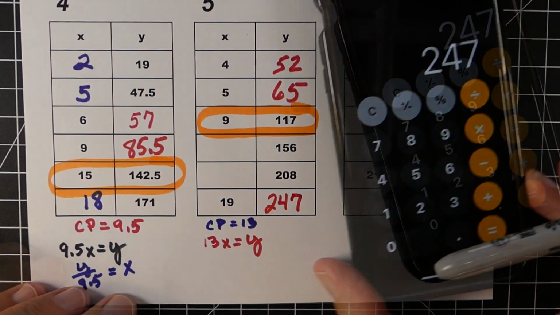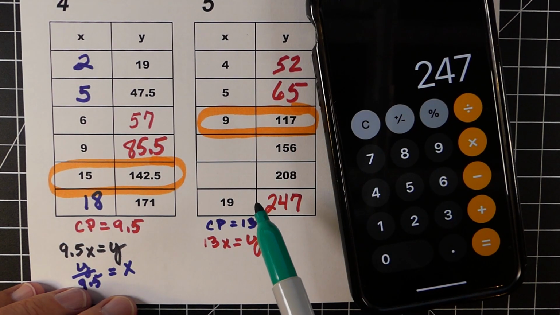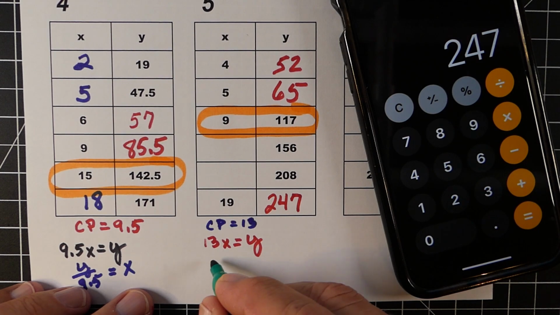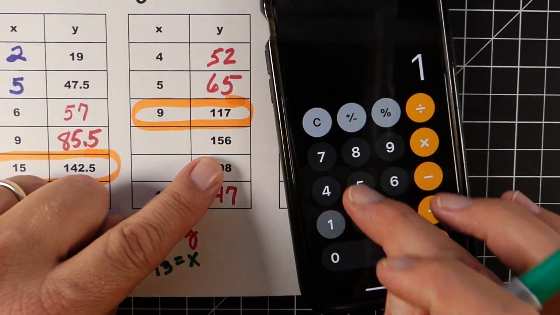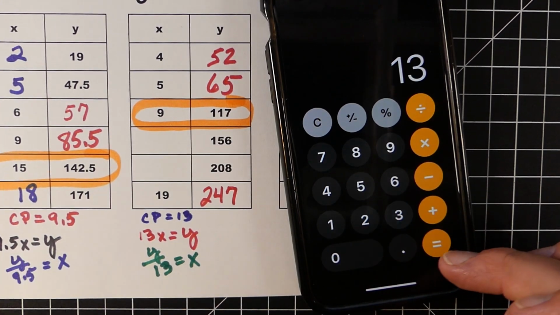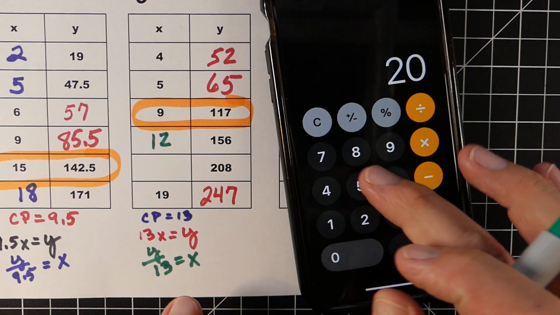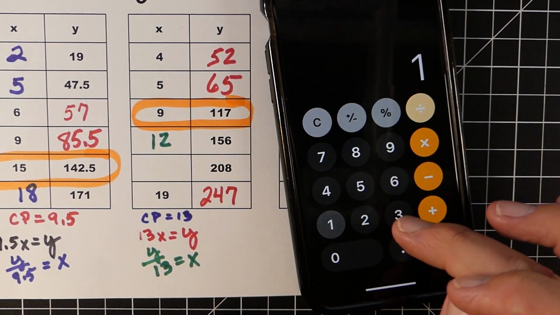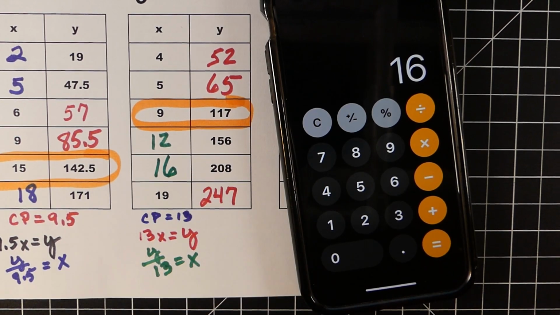And if we're trying to fill in the x column, so we need to find the value of x, we're just going to take whatever the value of y is and divide it by our constant of 13, and that will give us whatever x is. So 156 divided by 13, that's going to give us 12. And then the next one, the 208, we'll divide it by 13, and that gives us 16. And so that's how we would fill in our table.